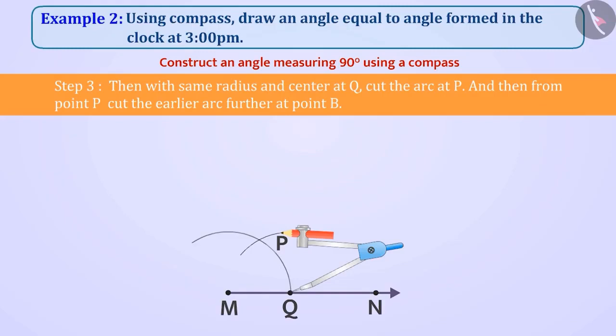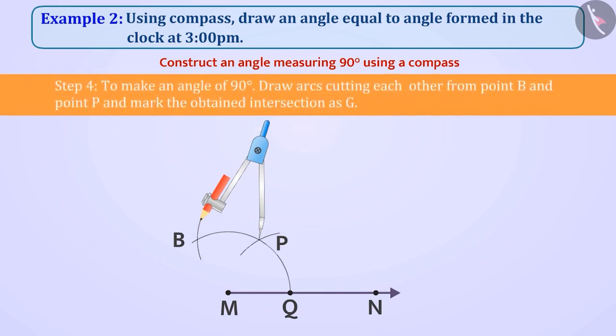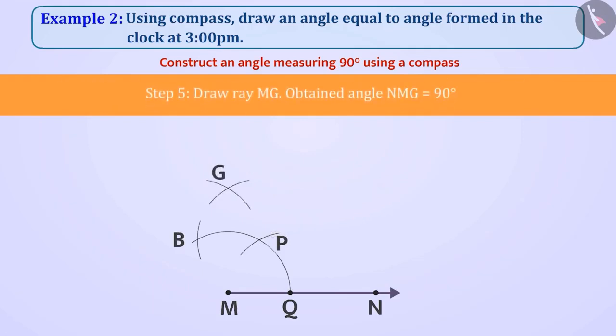Repeating the same, we will place the pointed end of the compass on P and draw another arc cutting the earlier arc at point B. Step 4. By keeping the same distance in the compass, we will now draw arcs cutting each other from B and P. The intersection point obtained will be named G. Step 5. Now we will draw a line MG which will start from M and will go till G. Then we will get angle NMG whose measurement is 90 degrees.